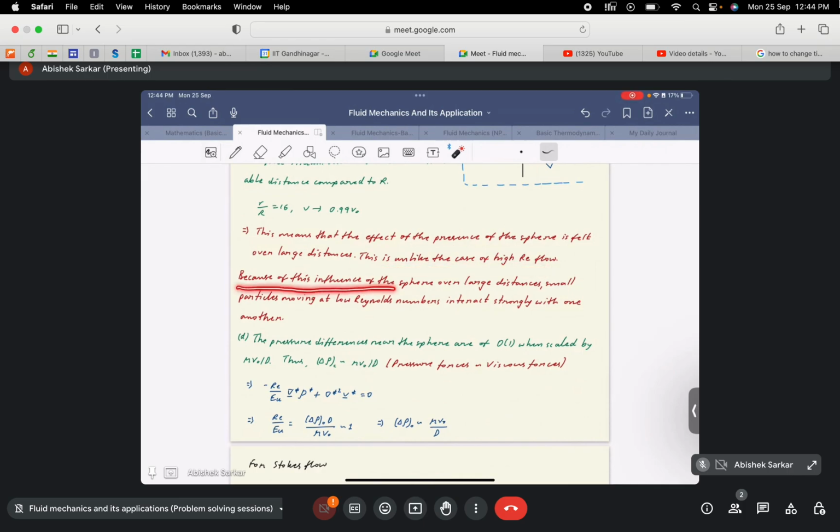Because of this influence of the sphere over large distances, small particles moving at low Reynolds number interact strongly with one another. Okay, I guess it's pretty self-explanatory, since all the particles create a velocity field, or a disturbance that propagates to large distances. So if there are particles being mixed or dissolved in a highly viscous fluid, all the particles will feel the effect of the surrounding particles because of their motion in that particular fluid. Okay, so that's what we are trying to say. Basically, there will be interaction between the velocity field or pressure field that each and every particle generates.